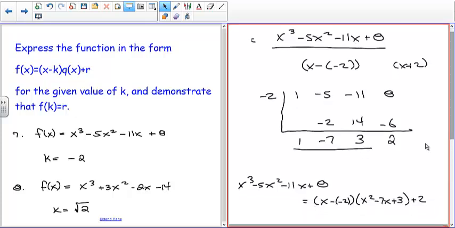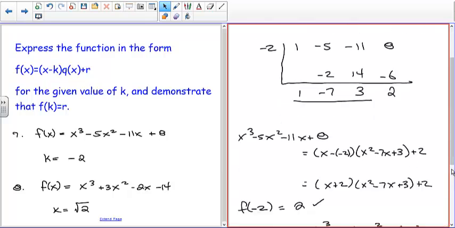So what we can do is rewrite the original function as x minus k times x squared minus 7x plus 3, plus the remainder. Also, f of -2 should equal the remainder. One reason why is that if I put -2 into this function, x equals -2, I'm going to have -2 plus 2 is 0. So this goes to 0, and all that's left over is that remainder.